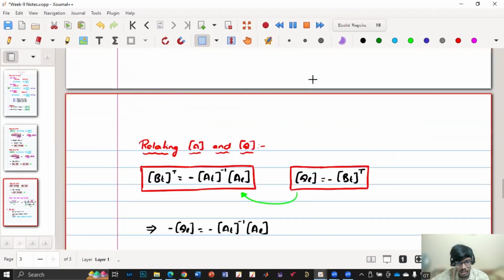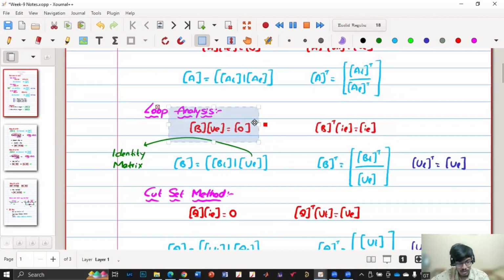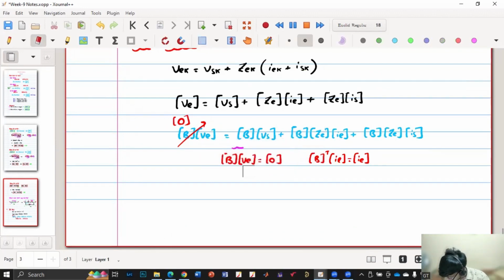And also I'll be writing this equation so that in case you go through the notes, you will not face any difficulty. So these are there. So B into V is 0 and B transpose into IL is equal to IE. So in this IE, we can substitute this and keep that in the LHS side. So now what we will be getting, if I substitute that, I will get something like this.